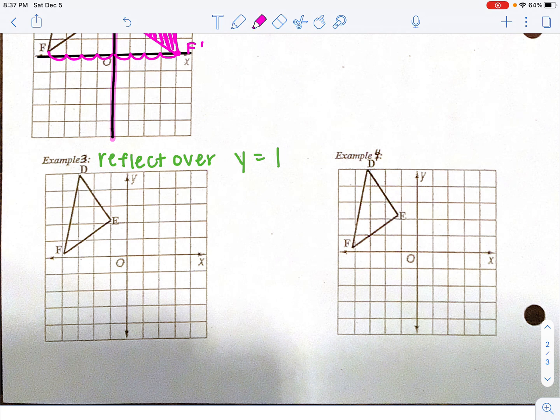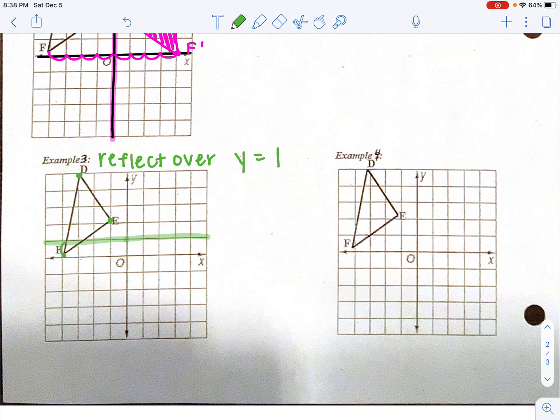So y equals 1 looks like this. Find 1 on the y-axis, and you're going to make a horizontal line there. So you notice right now, our shape is kind of getting cut by that line of reflection. You'll notice I have 2 points, D and E, that are above that line, and 1 point, F, that is below that line. So when I reflect it, F is no longer going to be below the line. It's going to be above the line. And D and E are no longer going to be above the line. They're going to get flipped below the line.